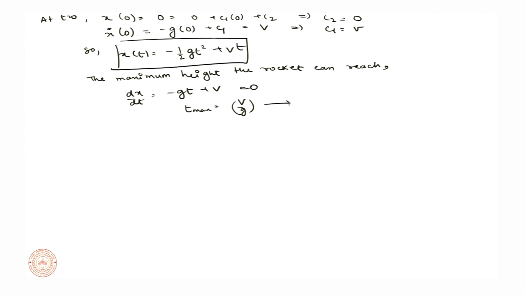If we substitute this time into our x at t max, we get minus 1 by 2 g into v by g whole square plus v into v by g, and we will get v square by 2 g as the maximum height. This is equal to x max.